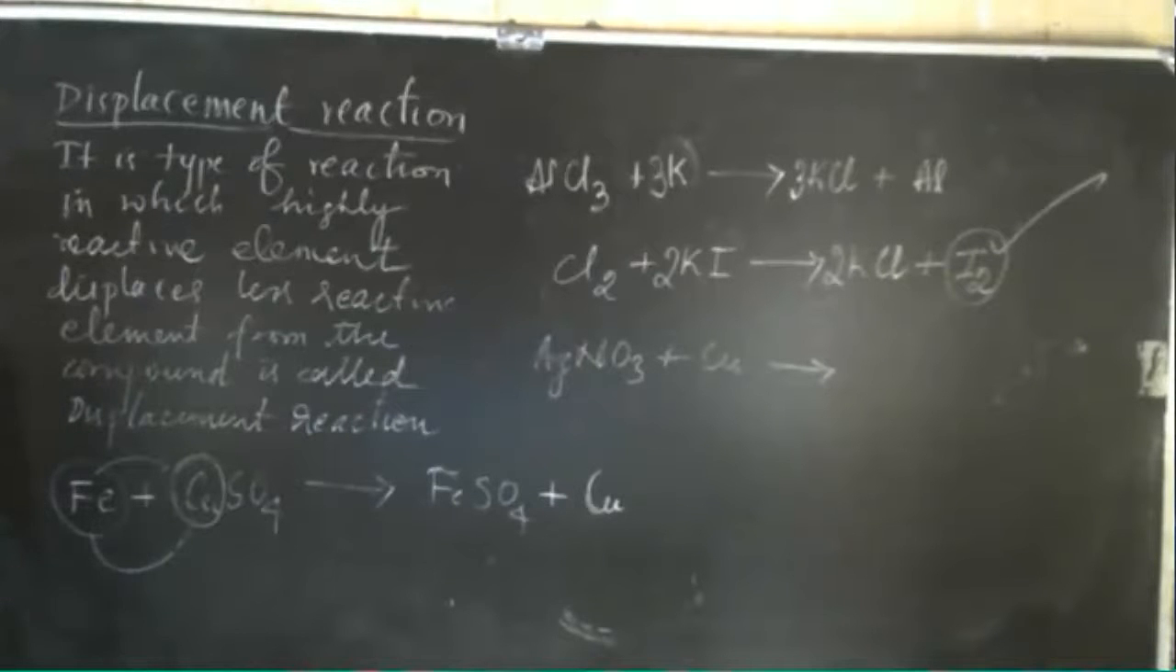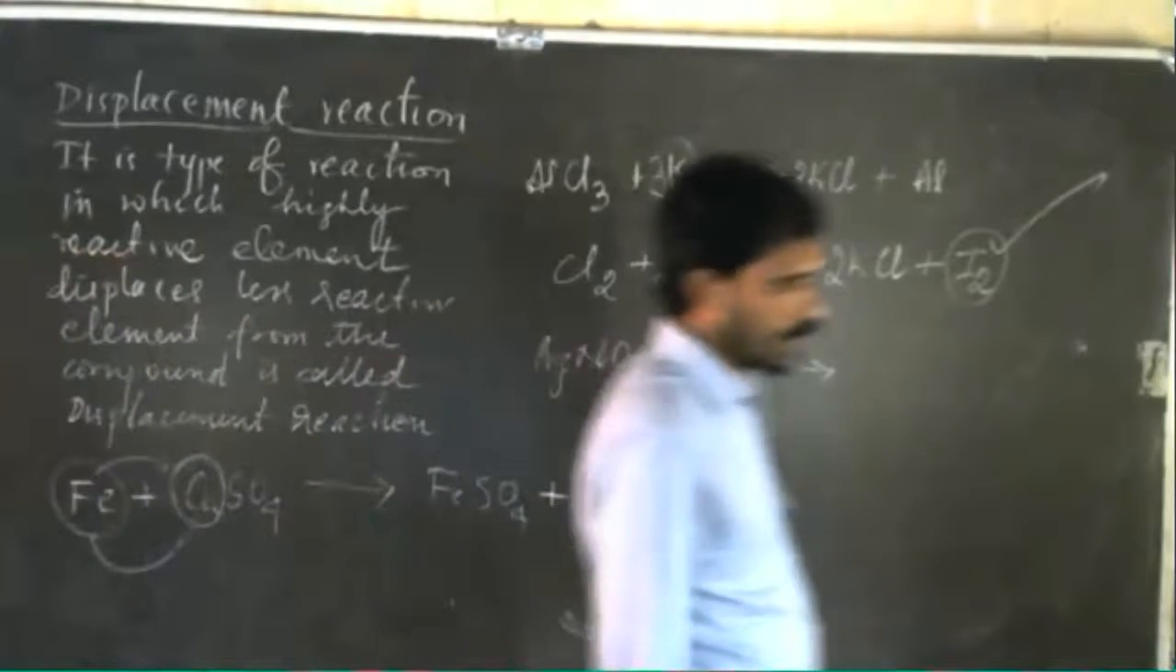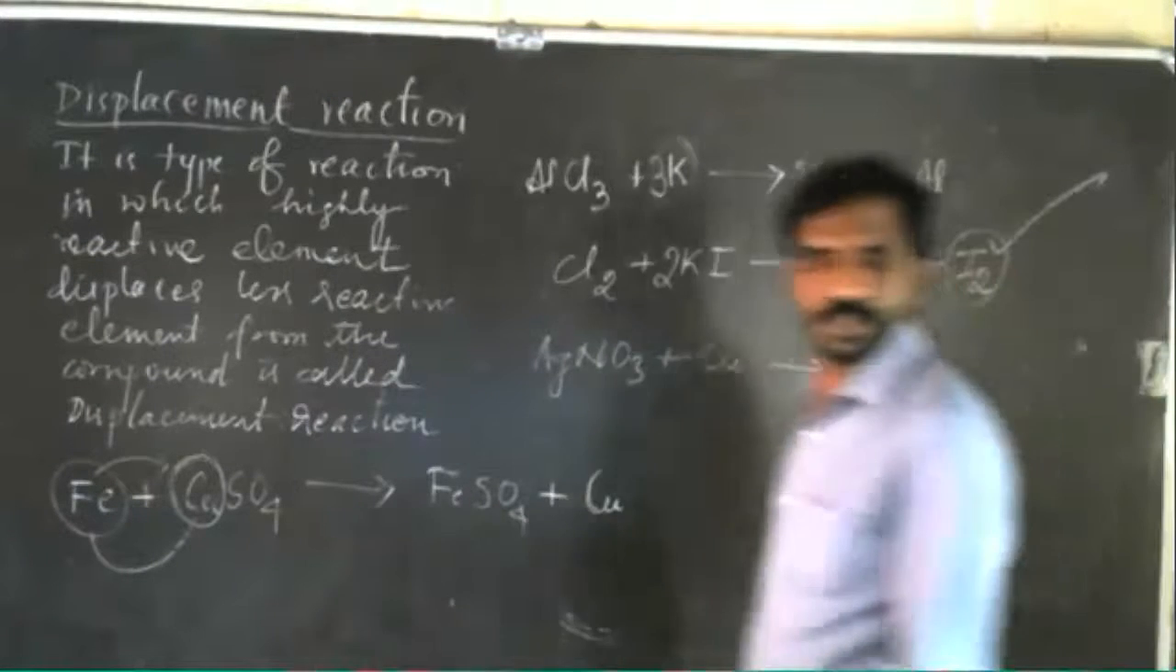Write down the next one, that is copper reacting with AgNO3, silver nitrate. I hope everyone knows how to write and balance a chemical equation. From tomorrow you are going to come to the school, so we'll discuss once again whatever doubts you have in the physical class.